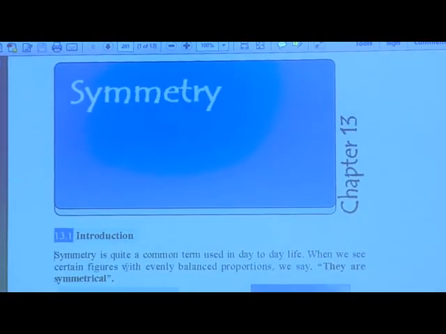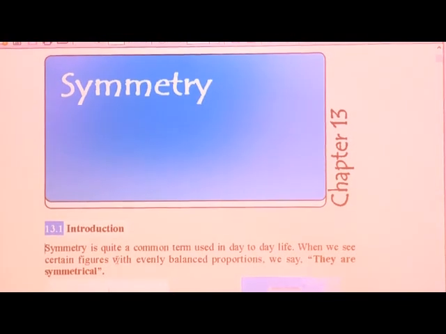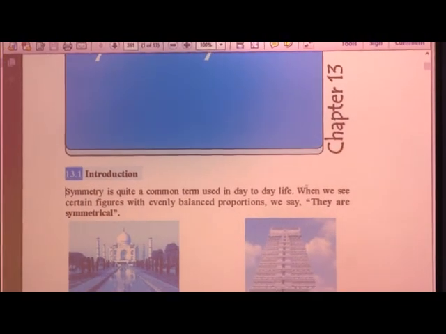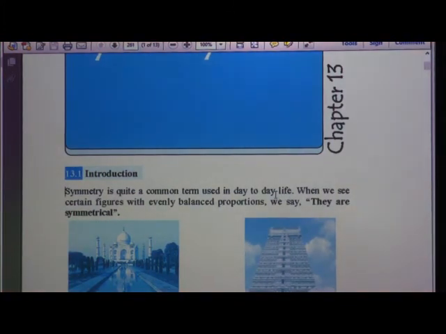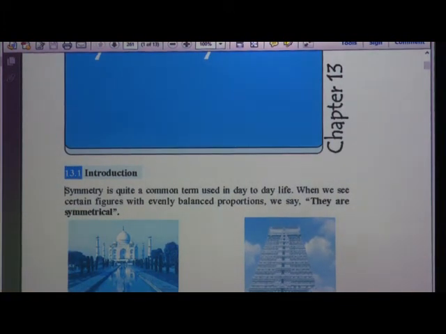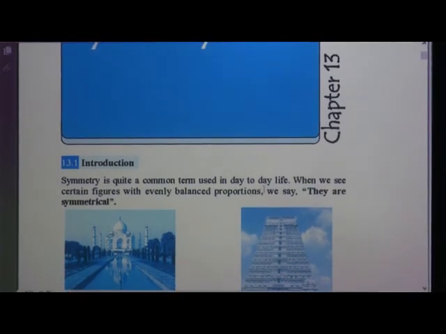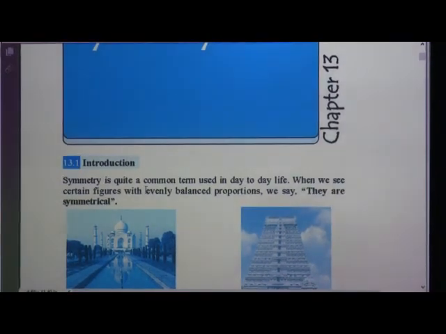Symmetry is quite a common term used in day-to-day life. When we see certain figures with evenly balanced proportions, we say they are symmetrical.